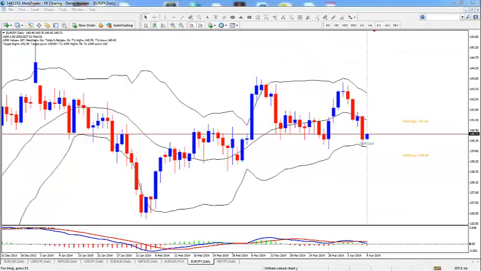Okay, traders, we're now taking a look at the Euro-Yen. Now, the Euro-Yen's average daily range is 107 pips, and today it's only moved 34 pips since the market opened today, which I look at as the Tokyo Open. So let's take a look at this.